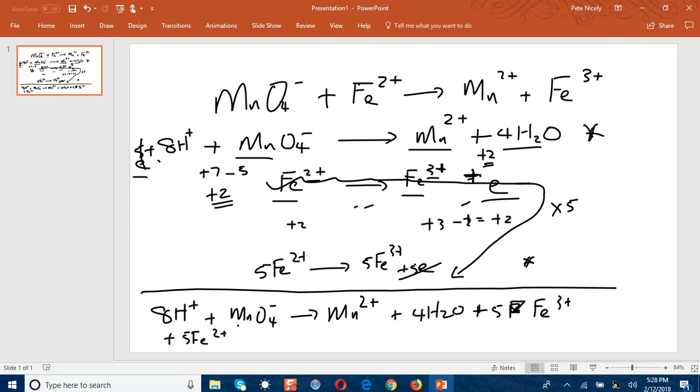And as I said before, the only other thing that's left for us to do is to make sure everything is balanced. So let's do that, starting with the hydrogens. We have 8 hydrogens, 8 hydrogens. We have 1 manganese, 1 manganese. We have 4 oxygens, and 4 times 1, 4 oxygens. We have 5 irons, and then as far as the charges are concerned, we have 8 plus charges minus 1, 7, 7 plus 10, 17 plus charges, and then on this side we have a plus 2 here, and we have 5 times plus 3, that's 15, so that will give you plus 17 as well. So everything is balanced, including the charges.